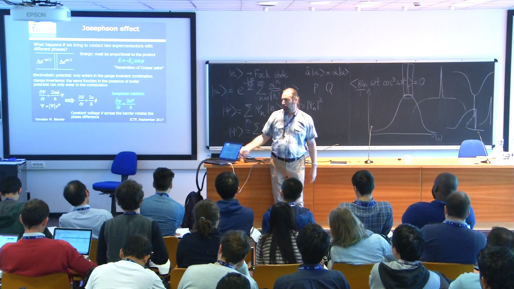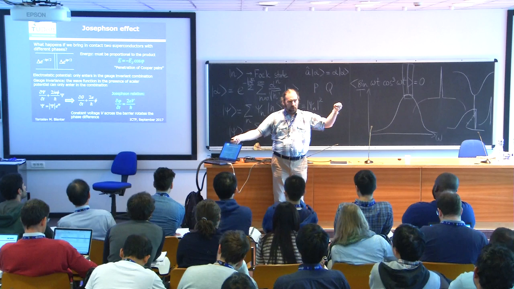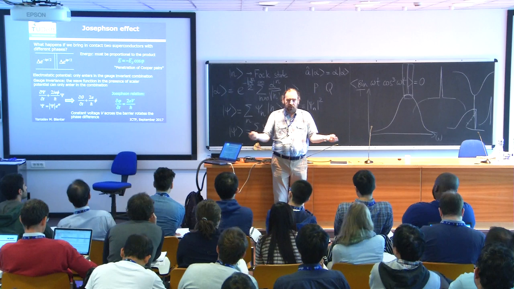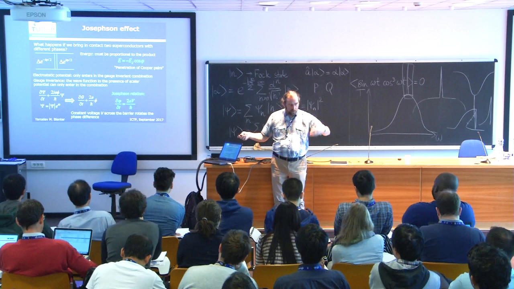You can also say, okay, let's just take a junction and apply the voltage. Normally, if you have a normal junction, that would mean there is a current which is proportional to the voltage. But here it's not current, you will just rotate the phase difference. Current is already there, but you will be just rotating the phase difference.